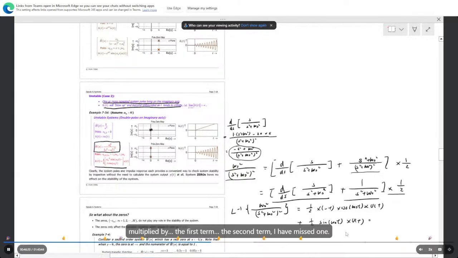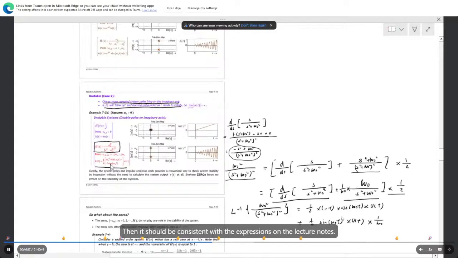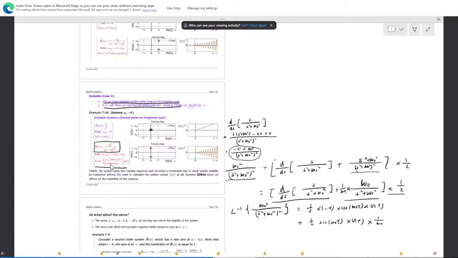For the second term I have missed 1 over omega naught, because here it is 1 over omega naught multiplied by omega naught over s squared plus omega naught squared. Then it should be consistent with the expression in the lecture notes. Does it make sense?